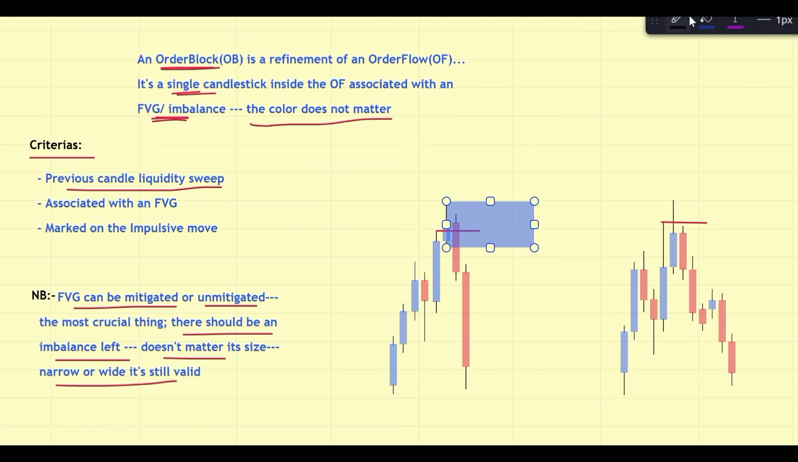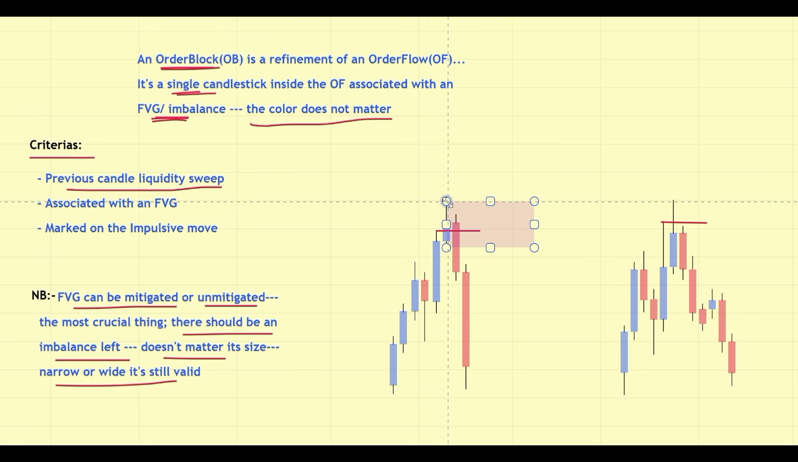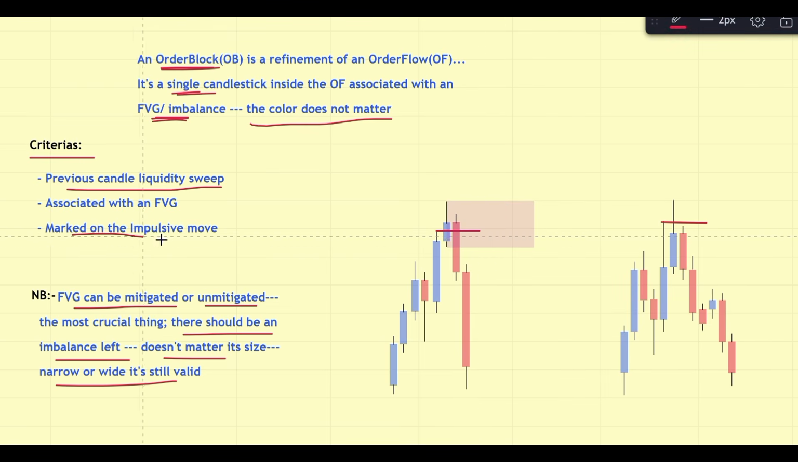Let me change this opacity and also the color so that we can clearly see what we are actually referring to. So this candle is the one that I will be using as the order block, and it has only met the first criteria, and also the third, marked on the impulsive move. Let's just assume that this is the impulsive move, and the impulsive move is also the trading range. Of course, you know that. So criteria number 3 and criteria number 1 are done. Criteria number 2 is that it should be associated with a fair value gap.